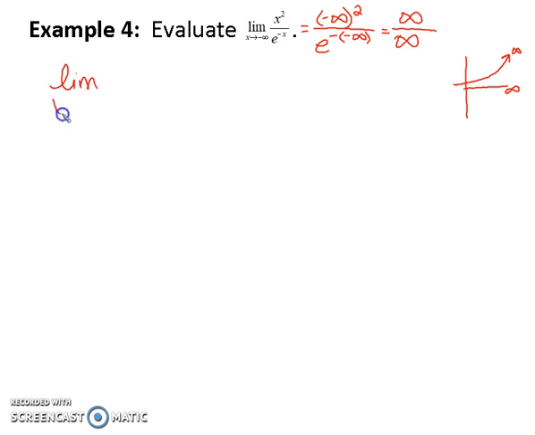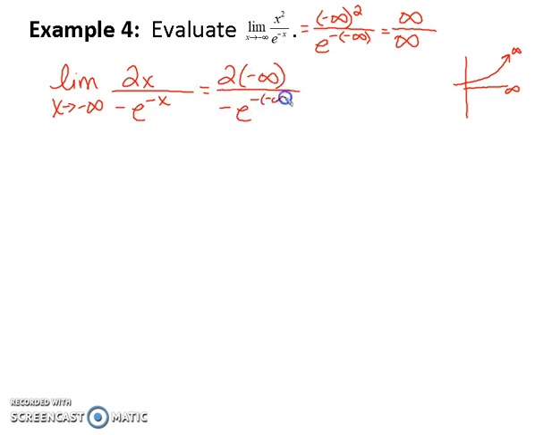So again, L'Hopital's rule. Derivative of x squared is 2x. The derivative of e to the negative x is going to be negative e to the negative x. So when we substitute in this time, we get negative 2 infinity over negative e to the infinity, so negative infinity there.